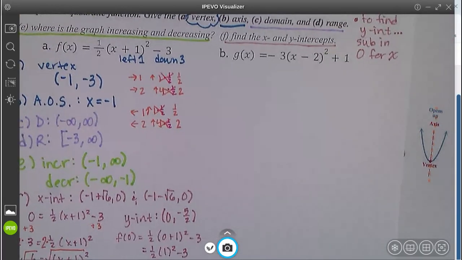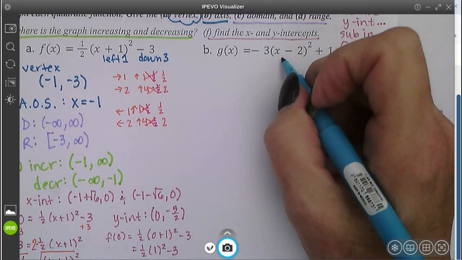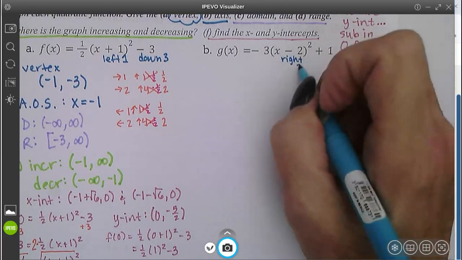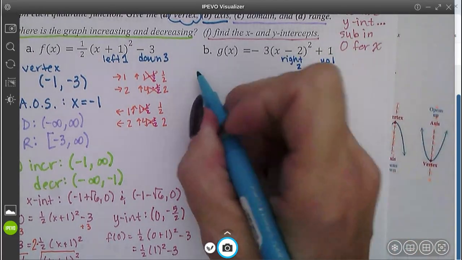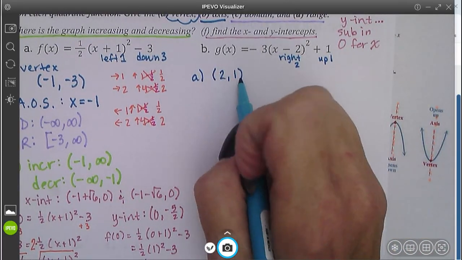All right, let's see if we can get this one done right quick. So first part, find the vertex using shifts. So this one shifts right 2 and up 1. So the vertex, instead of being at 0, 0, will be at 2, 1.